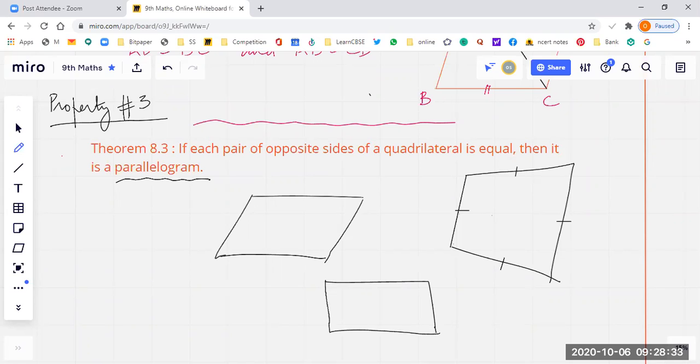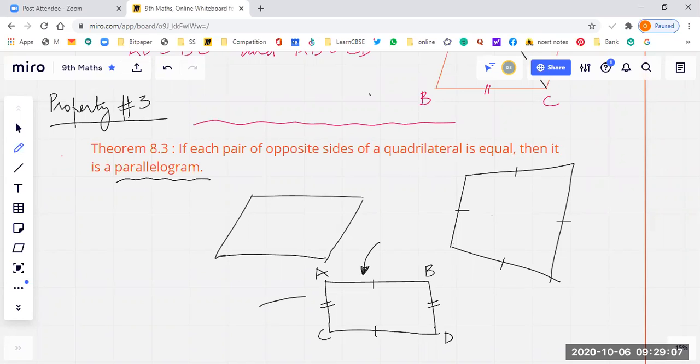Because, sir, length and breadth are not equal. No, but opposite sides are equal. See, AB is equal to CD, Falgun, and AD is equal to BC, right? Just by saying that opposite sides are equal, can we say that it's a rectangle? No. Any student? We can't say it's a rectangle.